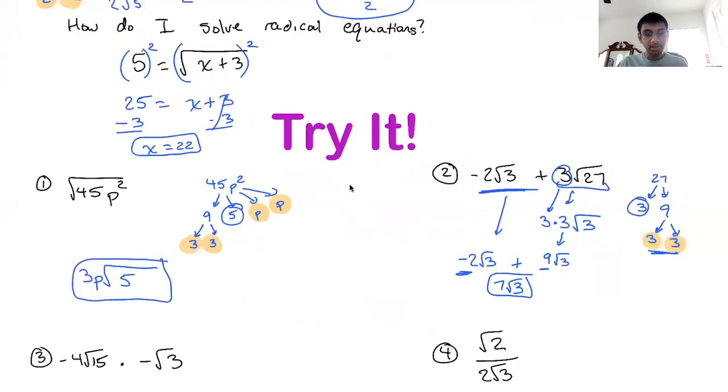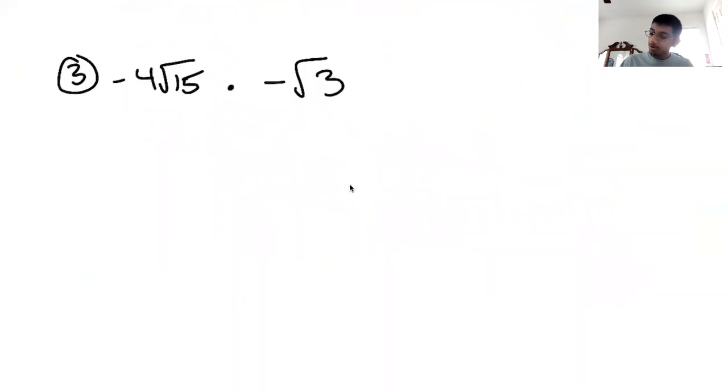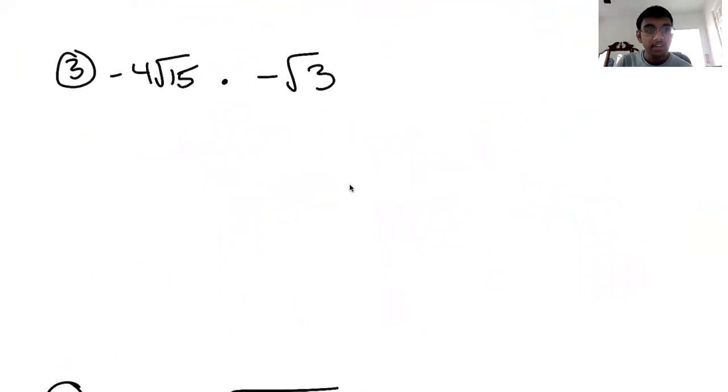All right, let's go to number 3 now. Number 3, we have negative 4 radical 15 times negative radical 3. Okay, so how do I do that? Well, let's think. Okay, so let's multiply everything inside the radicals first. Actually, I'll do the outsides and then the insides. So on the outsides, we have negative 4 times negative 1, right? So that just becomes positive 4.